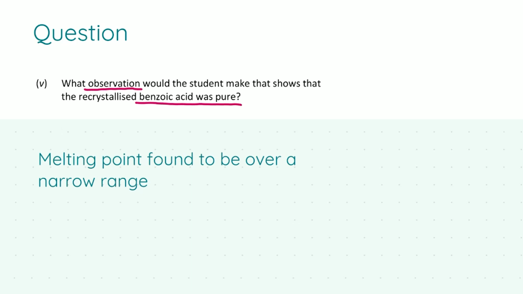Whereas if there were loads of different compounds in there, a bit of salt, a bit of water, whatever else, it would all start melting at different temperatures and at different points. So the range would be a lot wider. So that's how we tell with crystals like this how pure the substance is. You want a very narrow range, and that will tell you that it's a pure substance.